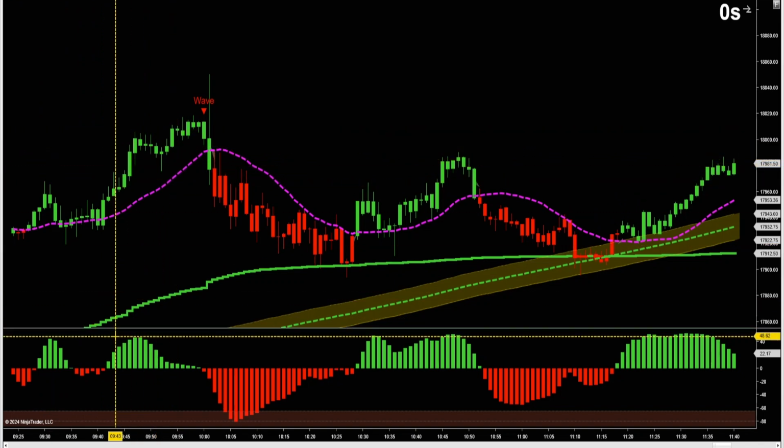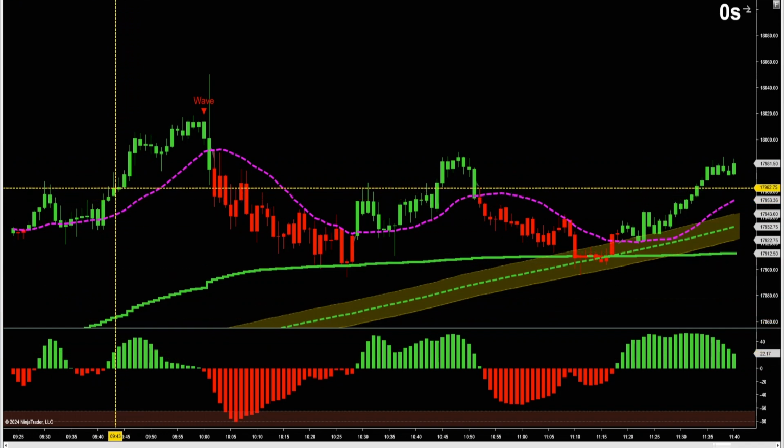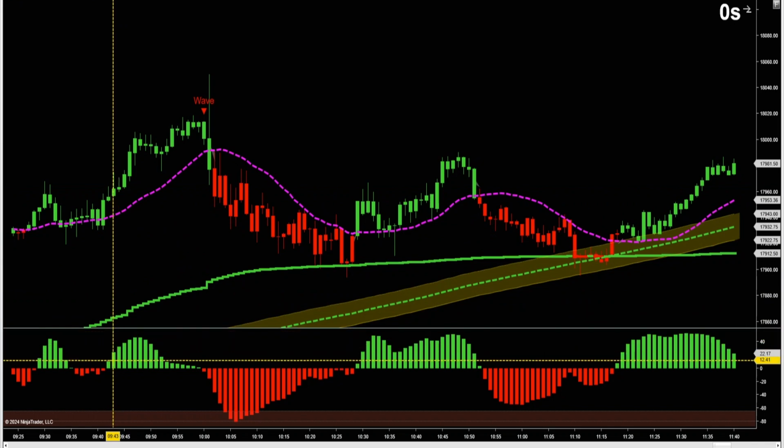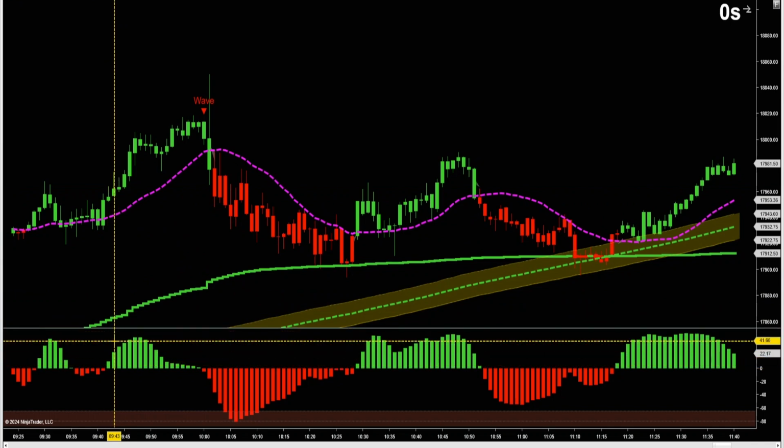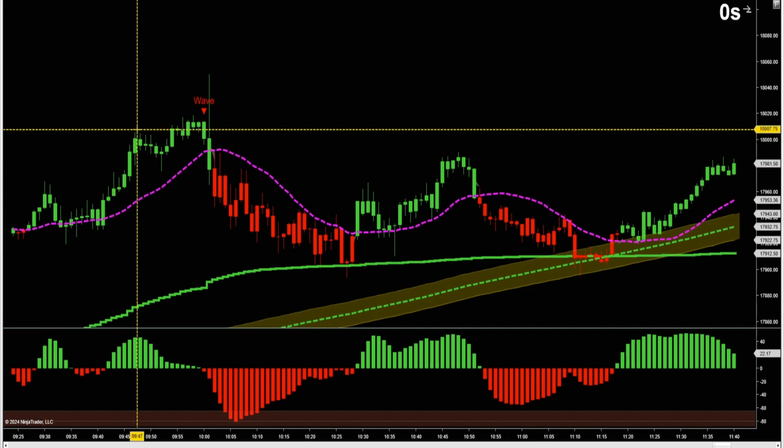And by this point our Wave Trend Pro histogram is also green. Above VWAP, moving average crossover is green, Wave Trend Pro histogram is green, and we're breaking above the most recent highs from this morning. Nice little pop up there.